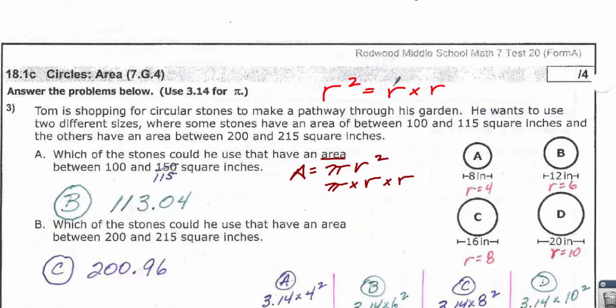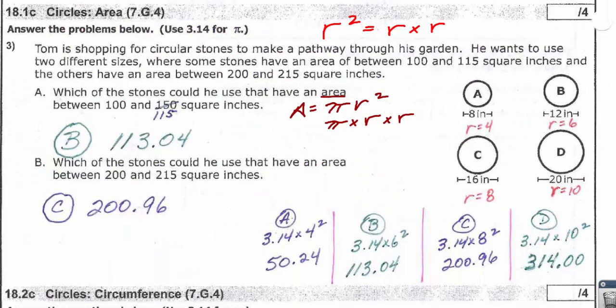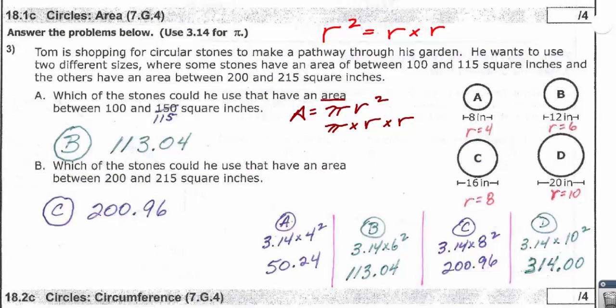On to number 3. Number 3 is a stepping stones problem. We've seen this a couple times now. So Tom is shopping for stones. He's going to be looking for 2 sizes. He's going to be looking either for a size that's 100 to 115 or a size that's 200 to 215. And just like the last problem, they show us diameters. We need to get the radius.